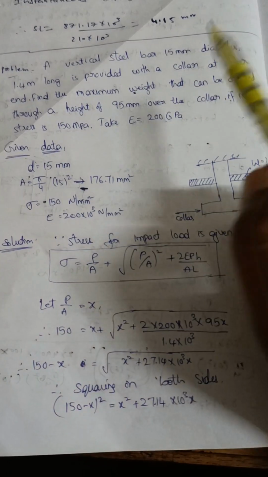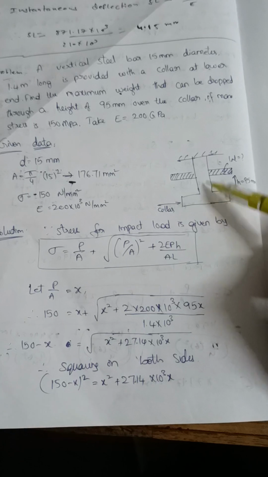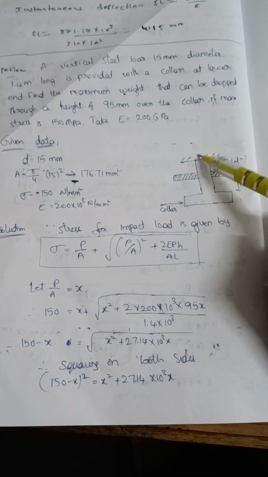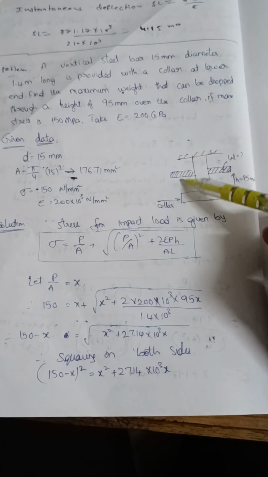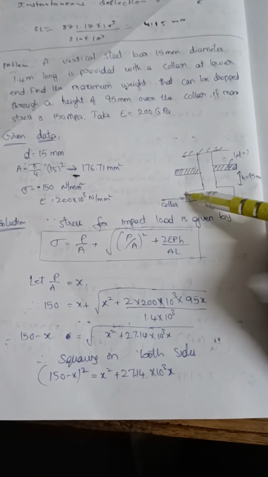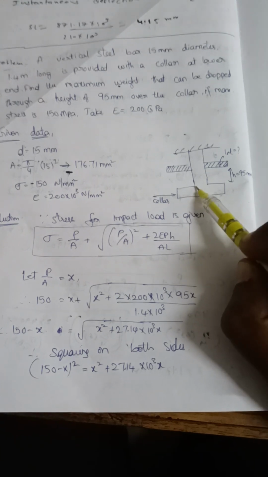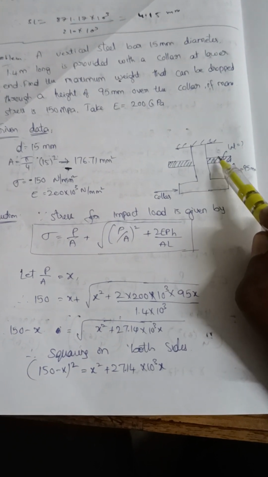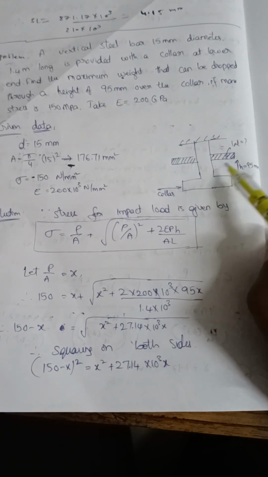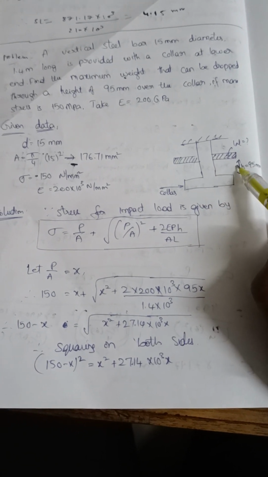Next problem. A vertical steel bar 15 mm diameter, 1.4 meter long, is provided with a collar at the lower end. Find the maximum weight that can be dropped through a height of 95 over the collar if the maximum stress is 150 MPa.